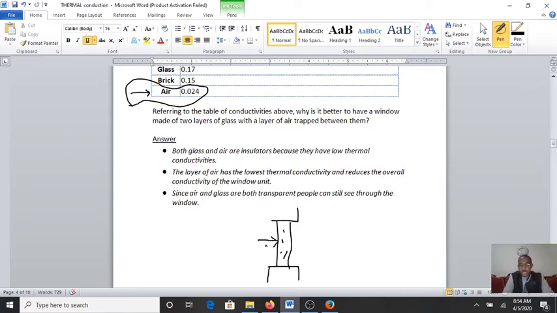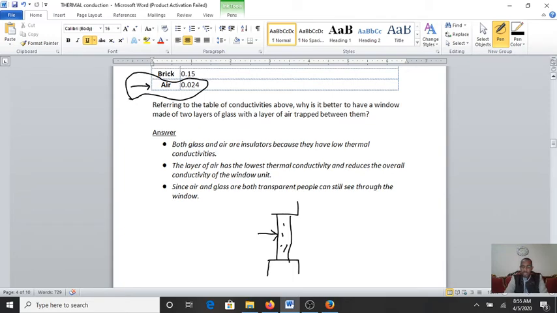So the combination of these two things, the trapped air and the glass, help to minimize heat loss by thermal conduction. So here the question asks why it's better to have a window made of 2 layers of glass with a layer of trapped air between them. So we are saying both glass and air are insulators because they have low thermal conductivities, and this reduces heat loss by thermal conduction. But also we know that air and glass are transparent, so we need a window that is transparent, so that may also be a reason.